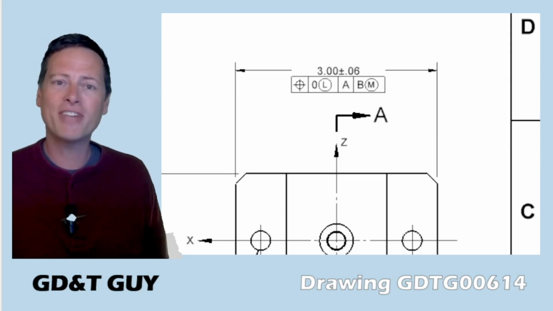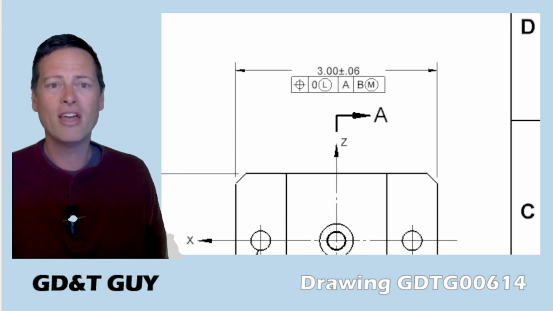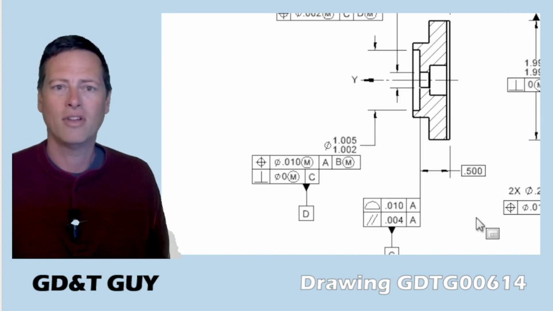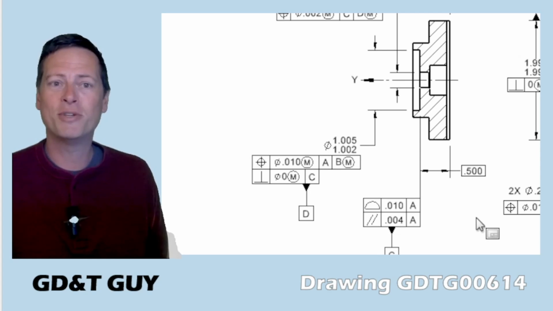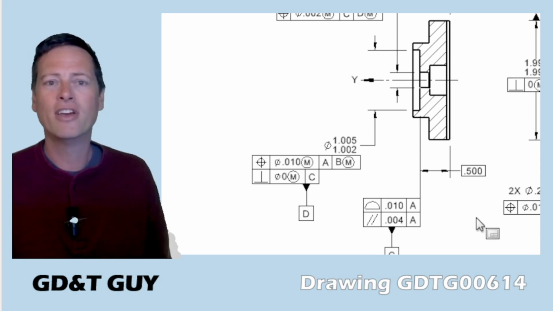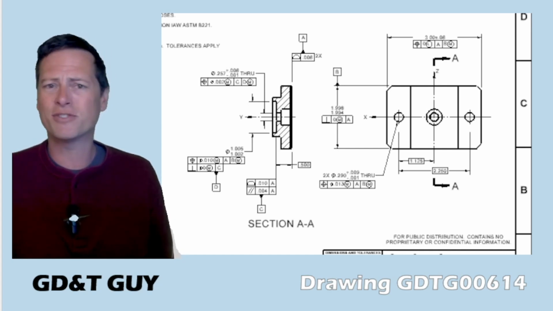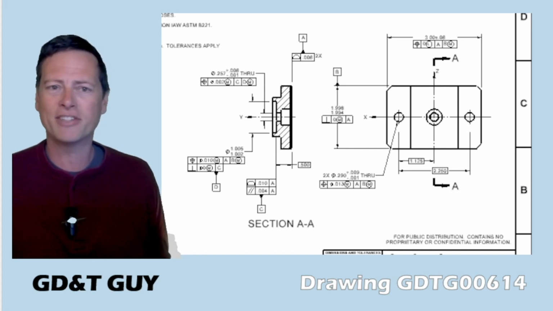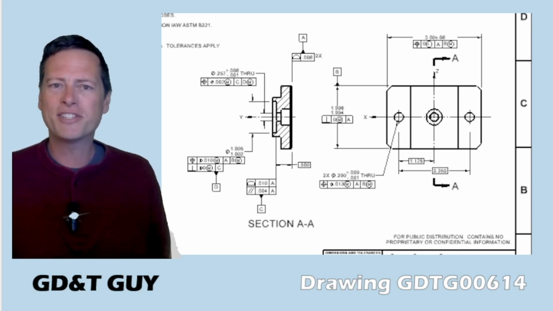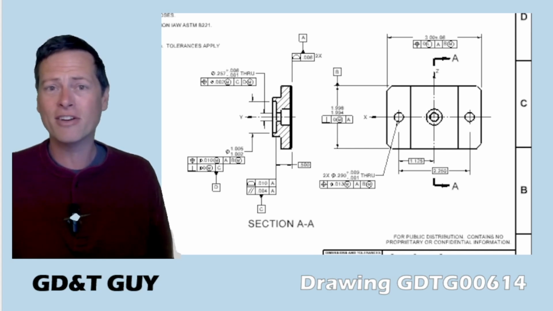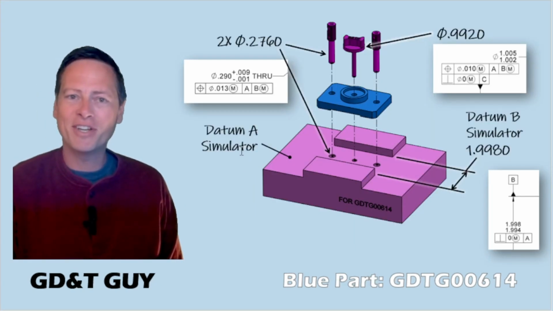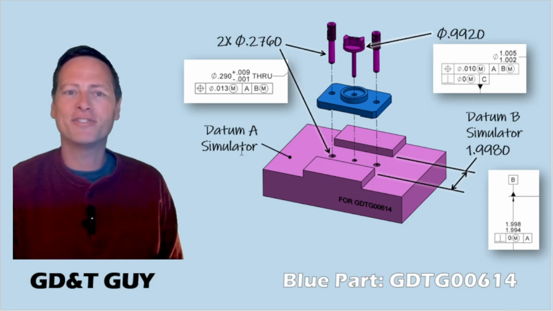But then that same exact datum reference is used up here in the 0 at LMC position tolerance for the 3-inch plus or minus 60 thousandths width. And again, over here on a position tolerance for this oversized 1-inch diameter feature. Without the constraint that a tertiary datum would provide, are all of these features just free to drift in X, I guess, here, left and right, disconnected from and unrelated to each other? Well, as I was concluding in the last video, the answer to that is no.